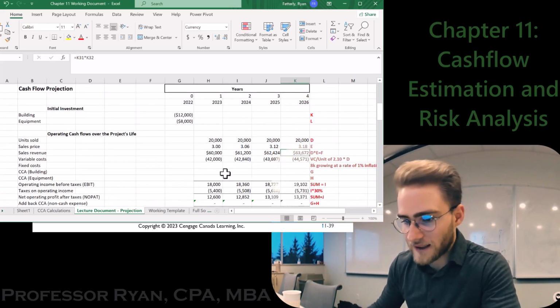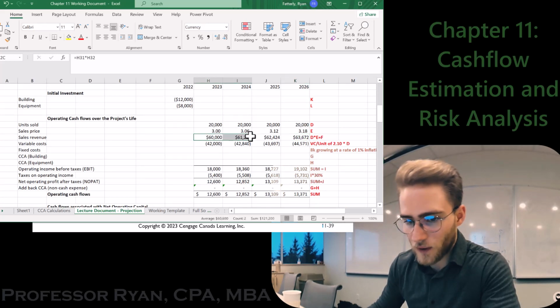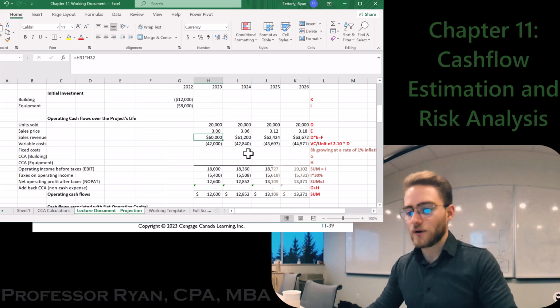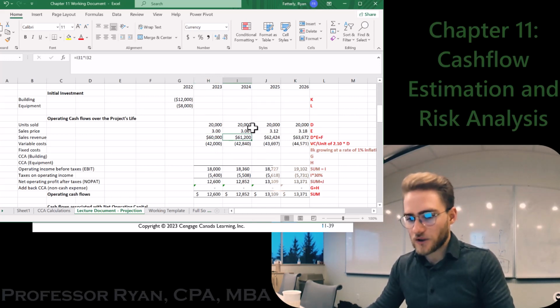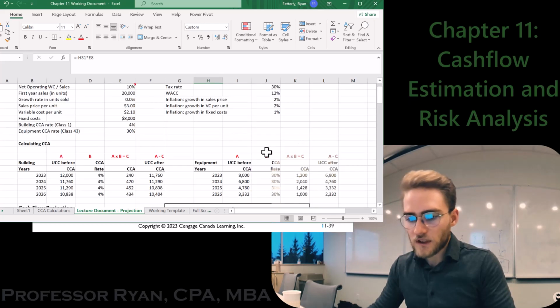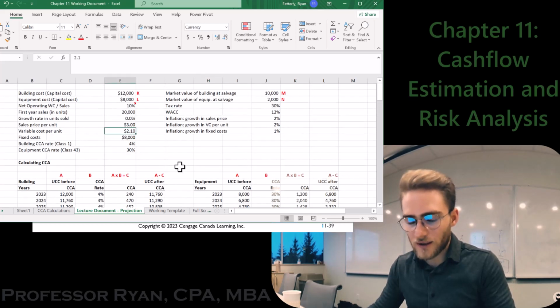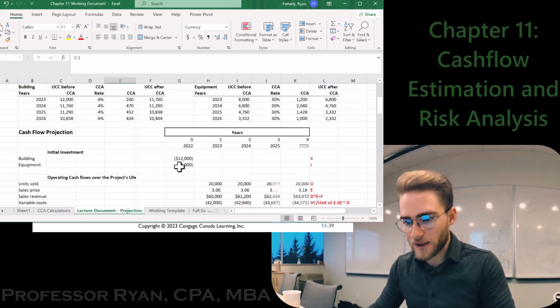And now I've effectively forecasted what my sales revenue is going to be. So I will have in 2023 sales revenue of $60,000, in 2024 $61,000, 2025 $62,000, and 2026 $63,000. Now my variable cost, it was up here. It was just $2.10 per unit.